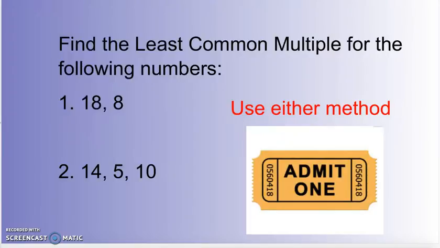At this time, please complete these two problems of the day, and you may use either method.